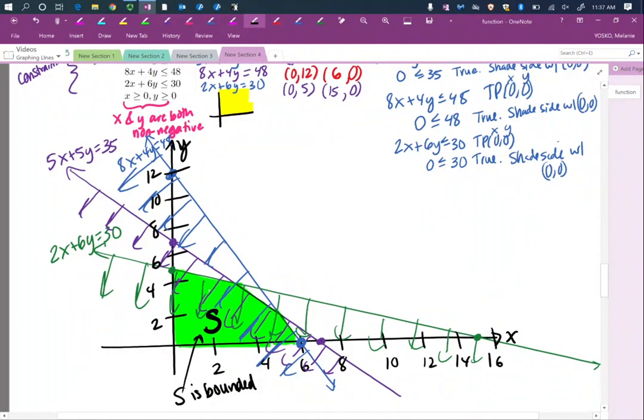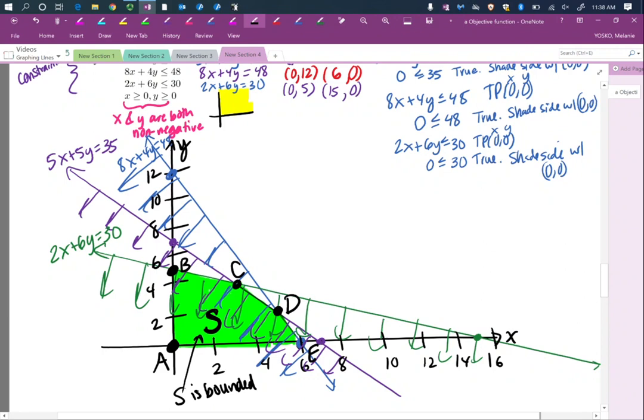Now we need to find our corner points. We have a corner point here, let's call it A. We have a corner point here, let's call it B. We have a corner point here, call it C. There's a corner point here, D, and E. We need to find the coordinates of all of them.